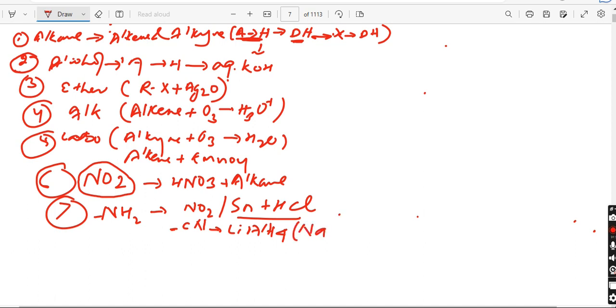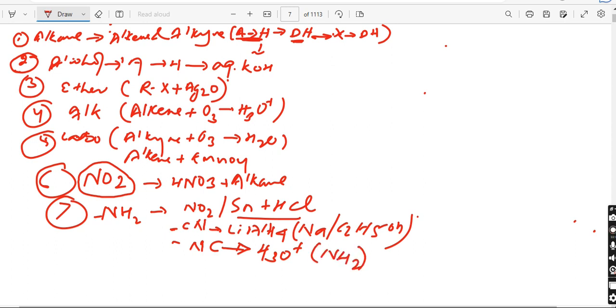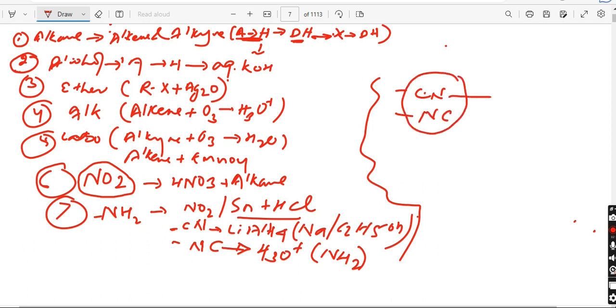You can also use Na/C2H5OH, which is your Mendius reagent. We converted the haloalkane into isocyanide, right? And then what did we do? We did acidic hydrolysis of this one to convert into amines, right? How did we convert into cyanide and isocyanide? Are you understanding? Cyanide was prepared by the use of KCN with haloalkane, and isocyanide was prepared by reaction of AgCN with haloalkane, right?